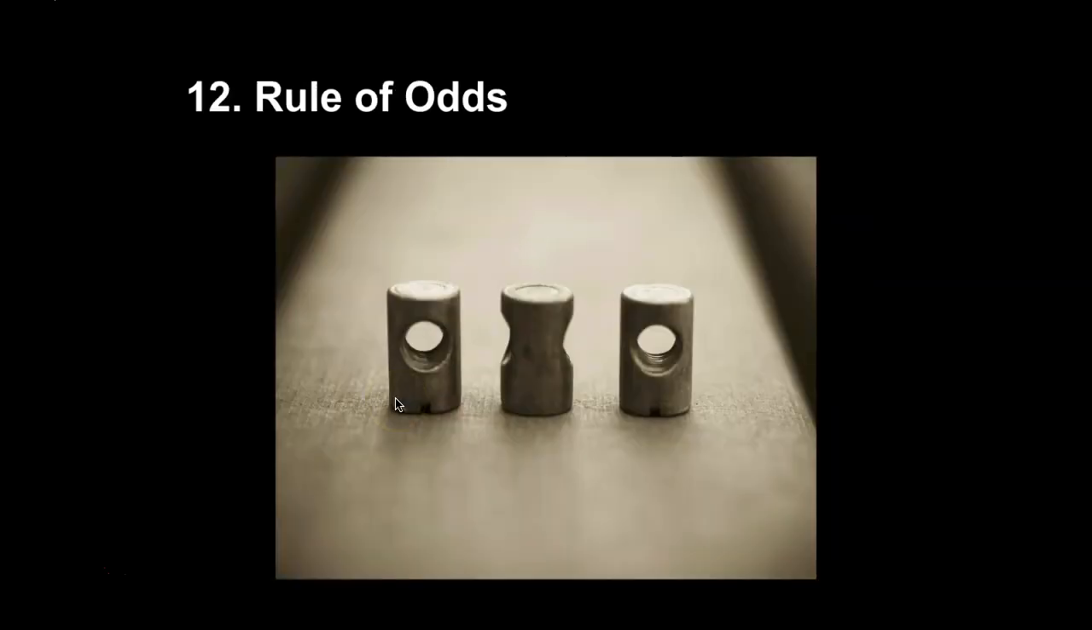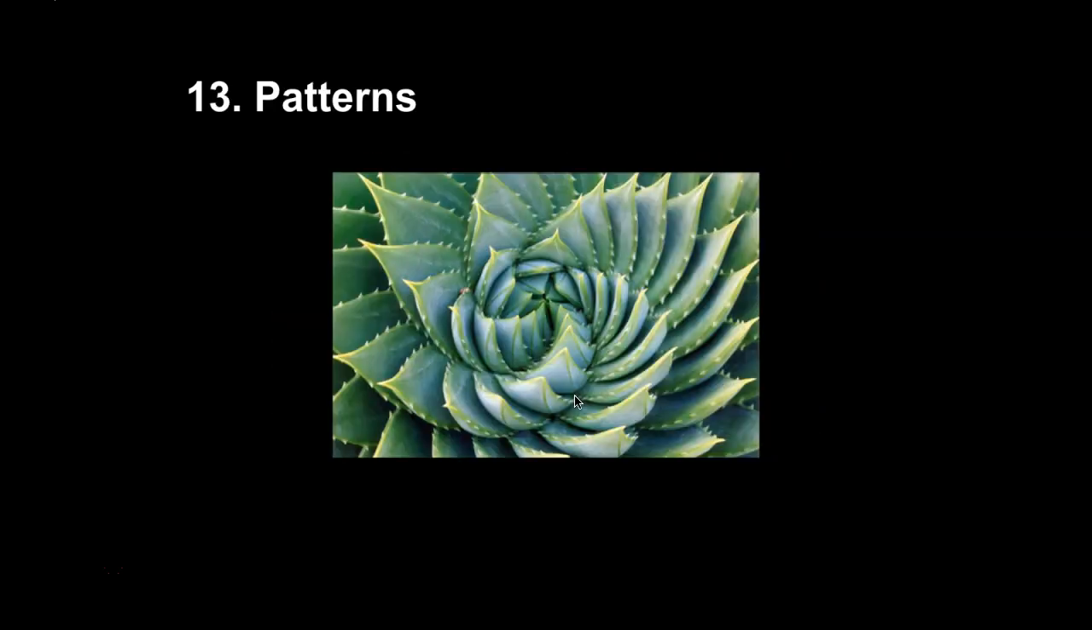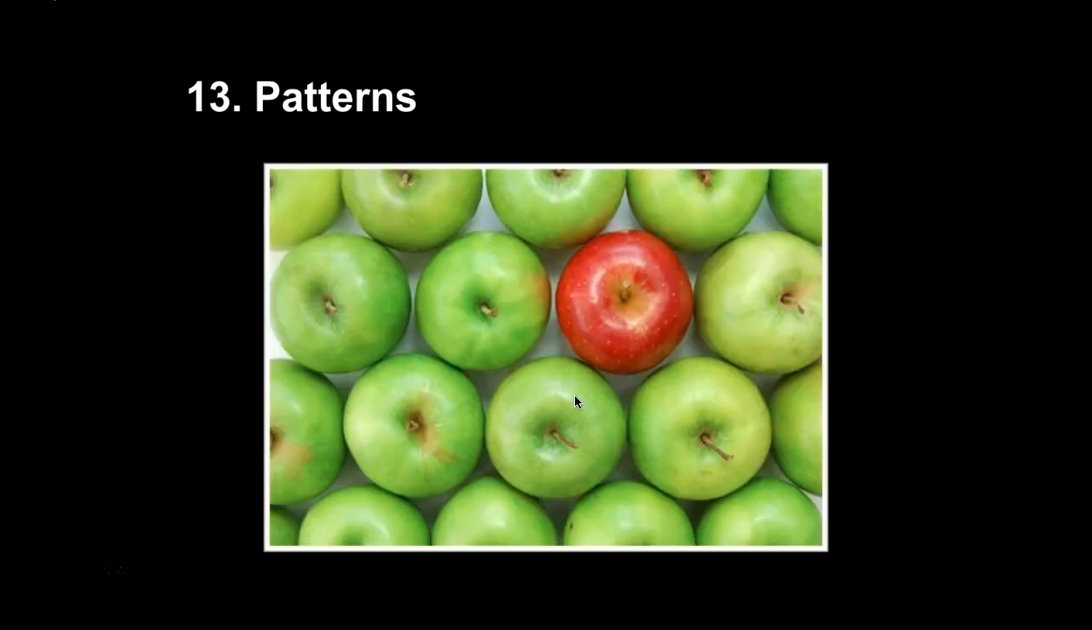Just very briefly, rule of odds basically says that it's more interesting to have an odd number, 1, 3, 5, than an even number, 2, 4. Beyond that, nobody really counts too much, but just something to consider. Patterns can be really nice, especially when you break a pattern, can be used really well.